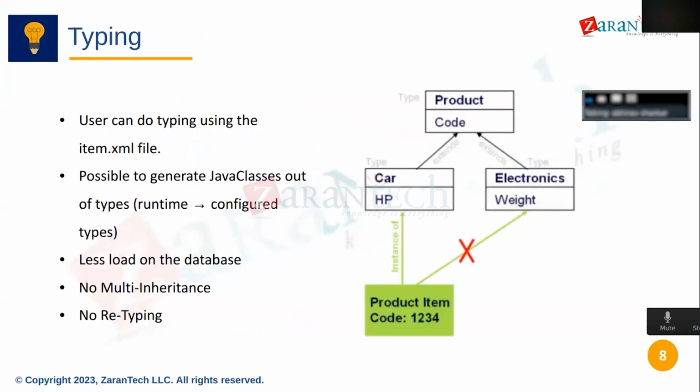So this is the product, right? And this product modeling, of course, we have to define in the item.xml. And always remember, item.xml will be inside the resource folder and inside the core folder.